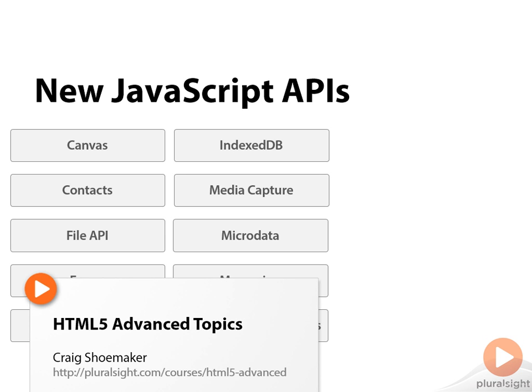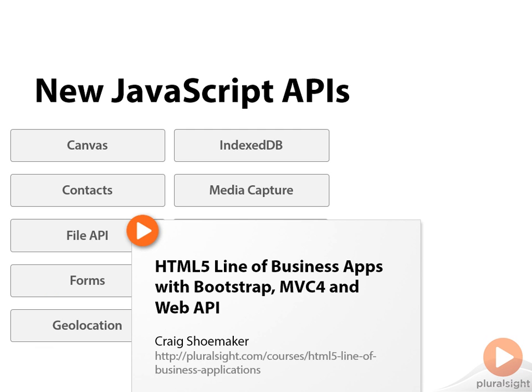The first is HTML5 Advanced Topics, where I dive deep into a number of HTML5 APIs not covered in this course. The Advanced Topics course covers local storage, web workers, WebSockets, geolocation, and offline applications like I've mentioned before. To see the offline features in context of a working application, you might want to also check out HTML5 Line of Business Apps with Bootstrap, MVC4, and Web API. In this course, I build an application from beginning to end, and at the core of the application is the HTML5 offline app capabilities.